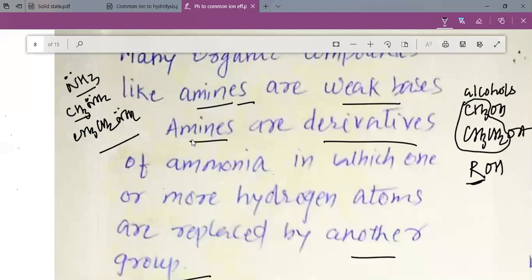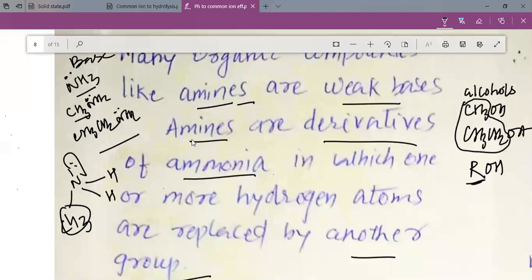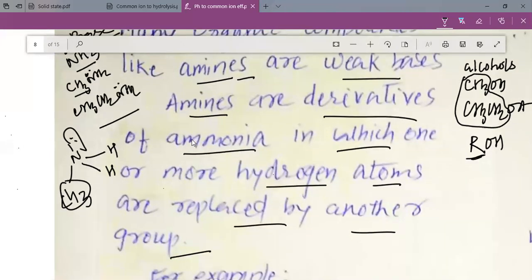Amines are derivatives of ammonia. Derivatives of ammonia means you replace one of the hydrogens of ammonia with CH3. So if you write CH3 here, it becomes CH3NH2, and this is how it becomes an amine. As ammonia is a base, my dear students, these amines are also weak bases, and amines are derivatives of ammonia in which one or more hydrogen atoms are replaced by another group. Another group means it may be CH3, it may be CH3CH2, or it may be something else.